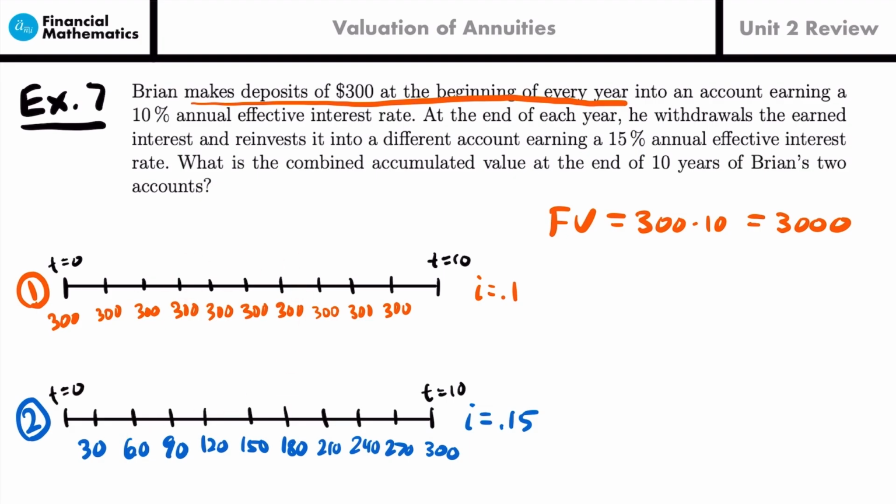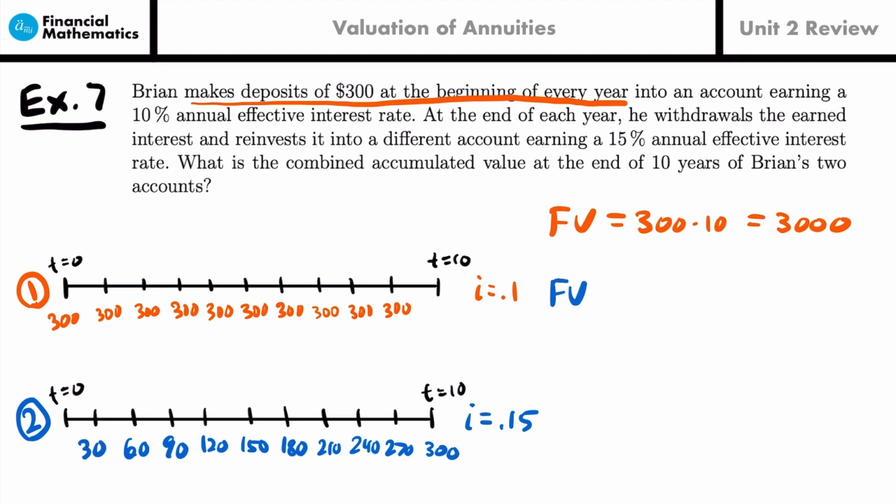But now, what type of annuity are we working with here in this second account? Well, notice that we start with a payment of $30, and then every payment after that increases by $30 for 10 periods. So what we have here is an arithmetic increasing annuity immediate, right? The first payment takes place at the end of the first year, and then every payment after that increases by the same amount as that initial payment.